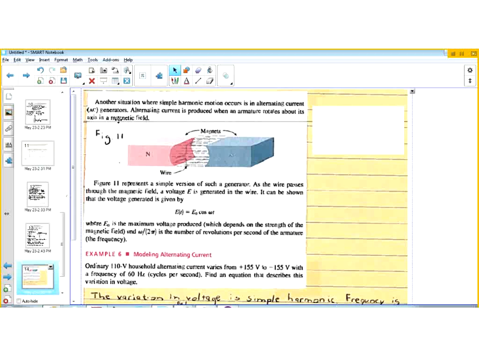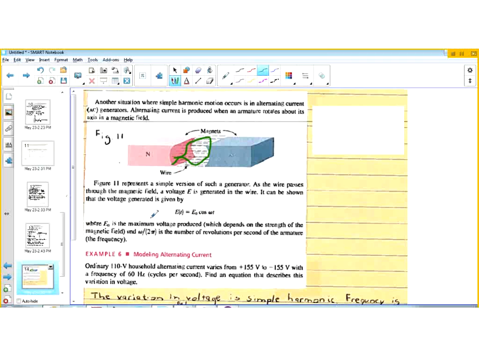So another situation where simple harmonic motion occurs is in alternating current for generators, AC generators. So alternating current is produced when an armature rotates about its axis in a magnetic field. So kind of hard to see here, but I'll accentuate the armature in green. So you've got this coil that's rotating in a magnetic field. Okay, so you hitch it up to a shaft and it rotates. And so when it rotates from the wire, you get alternating current. So this is basically a simplified schematic of a generator.